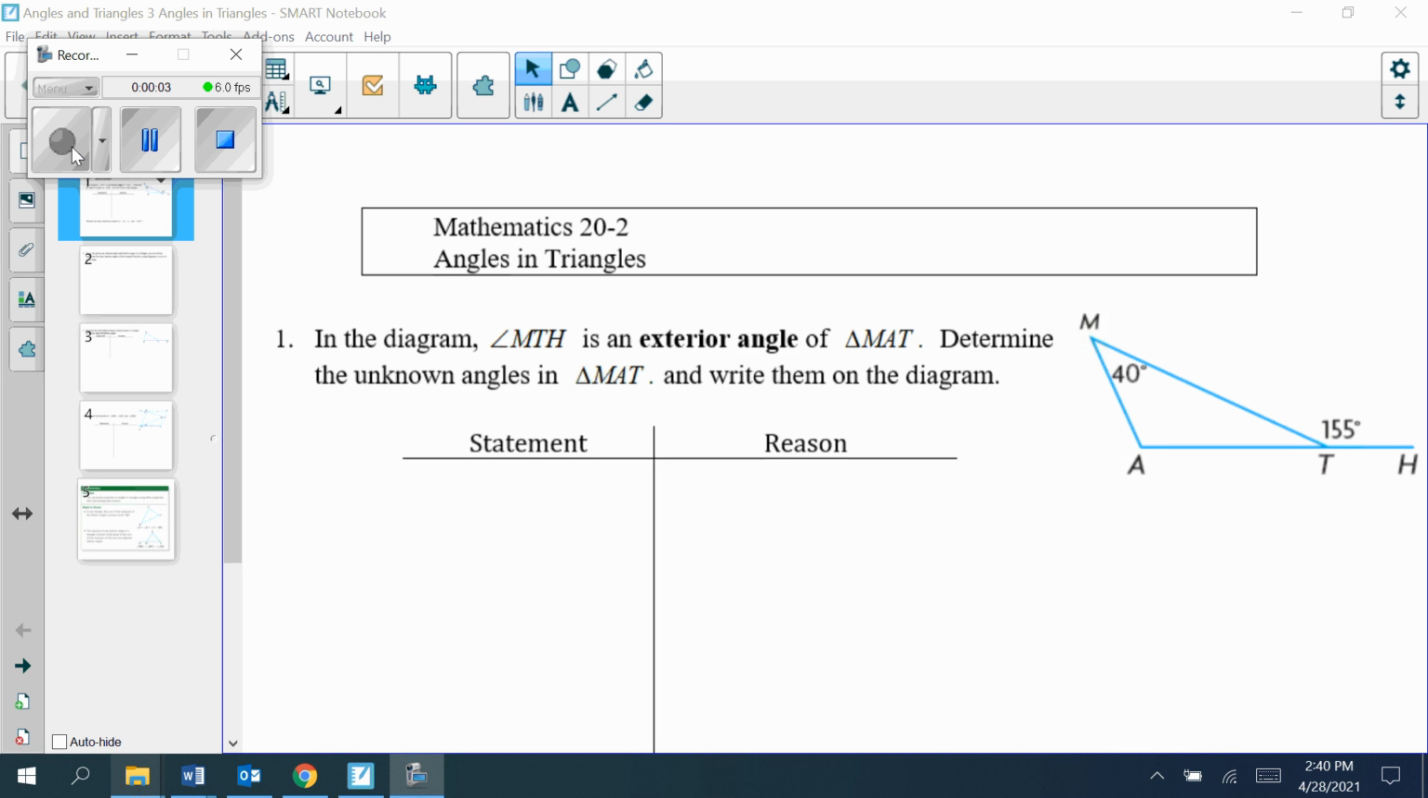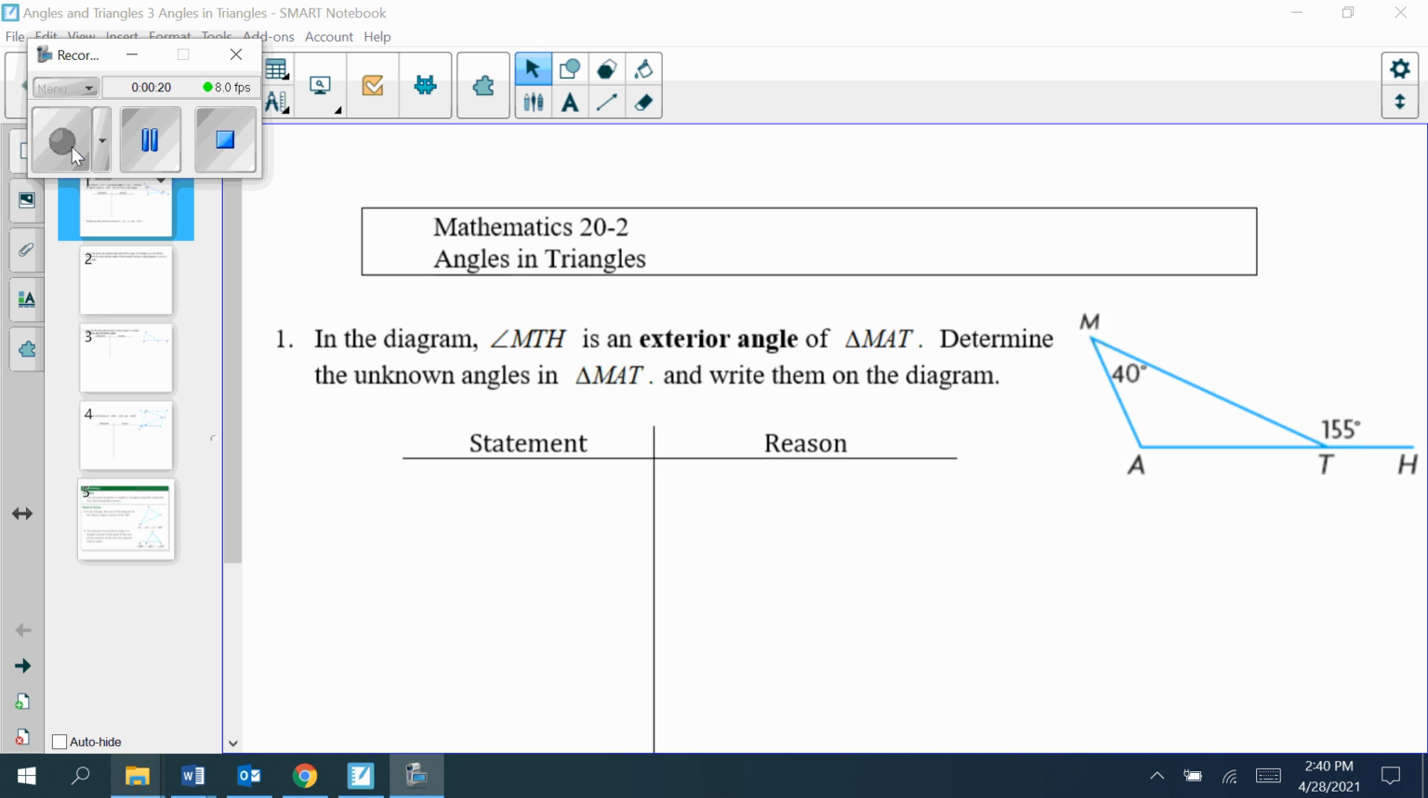Hey, Math 20s. This is the third lesson in that Angles and Triangles booklet. So it says at the top, angles in triangles. The last 2 days we've been working with parallel lines and coming up with some of those statements that we can prove.